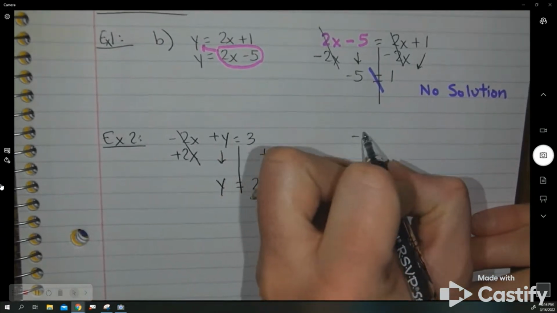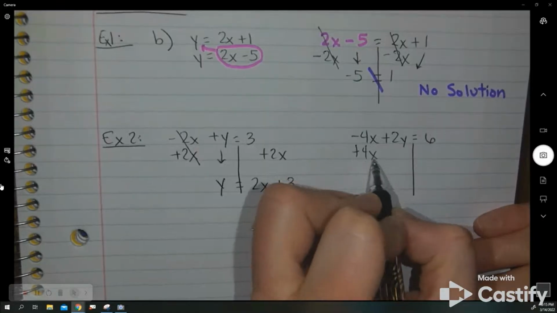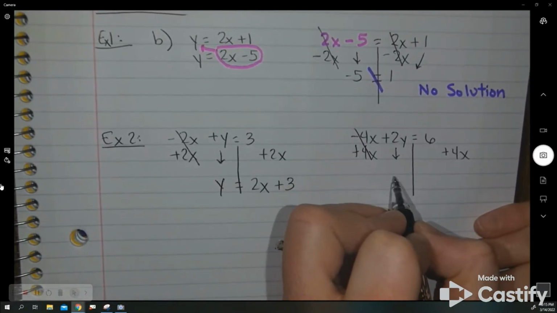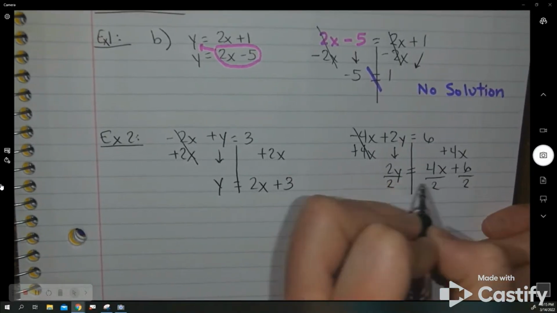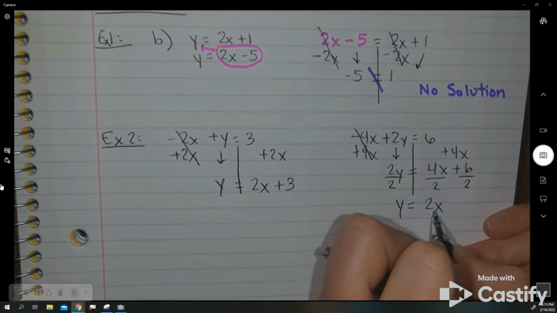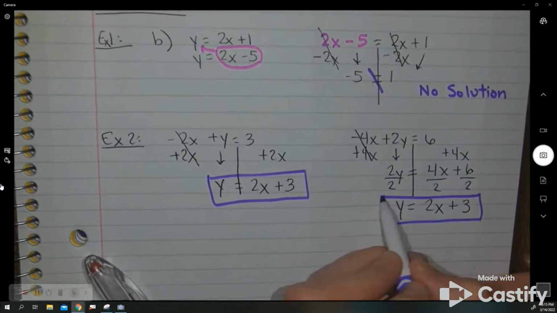My second equation was -4x plus 2y equals 6. So I'm going to add 4x. Bring down this 2y. I have 4x plus 6. Divide each term by 2. And I get y equals 4 divided by 2 is 2x, 6 divided by 2 is 3. Notice y equals 2x plus 3. y equals 2x plus 3.